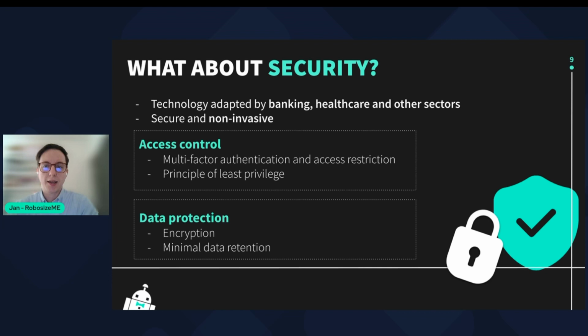This goes hand in hand with data protection. It's important to only collect and process data that is necessary for the function of the automation and to minimize any data residency. For example, at RobosizeME, any client data is deleted straight after processing. And all sensitive data also needs to be encrypted so that the data is only accessed by authorized personnel.